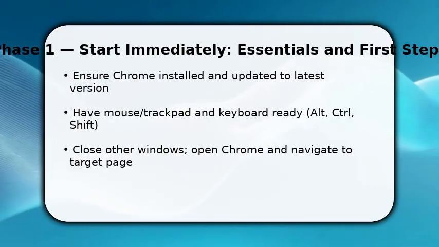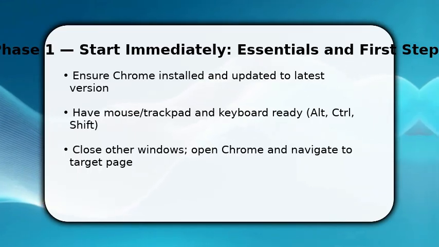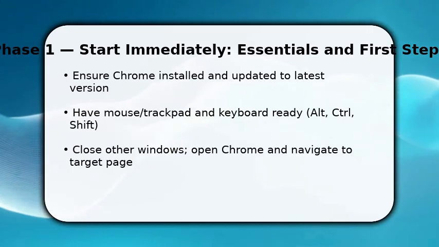You begin by confirming prerequisites. Chrome is updated, and you have a mouse or trackpad plus keyboard. Once done, open Chrome and go to the page you want to resize. Make sure the window is not maximized. If it is, click the Restore button or press Alt plus space, then Restore.